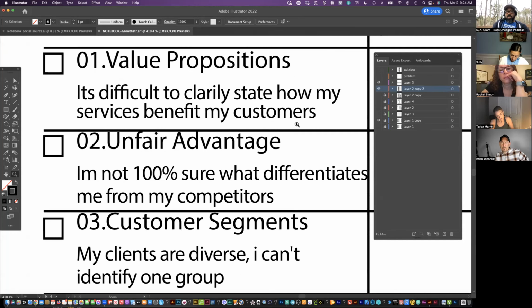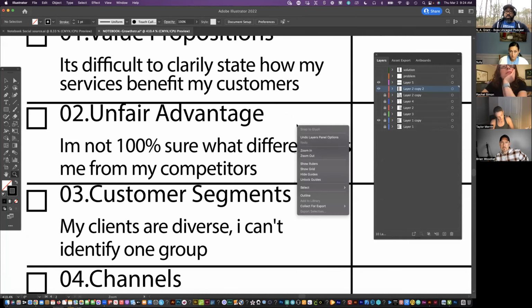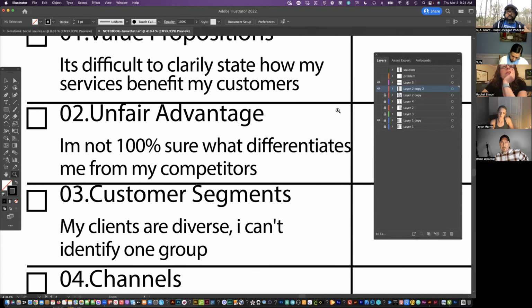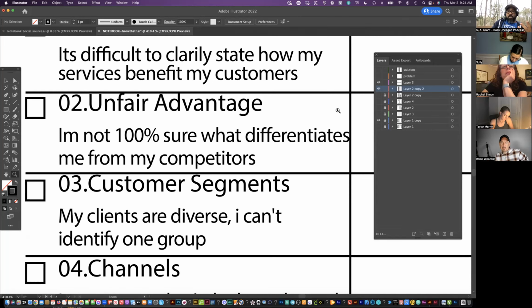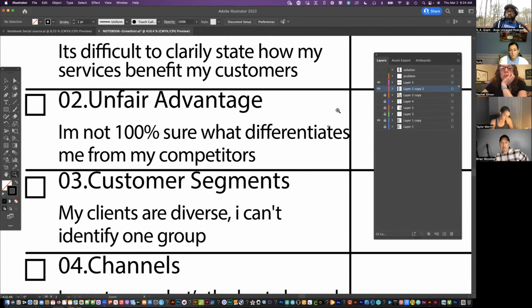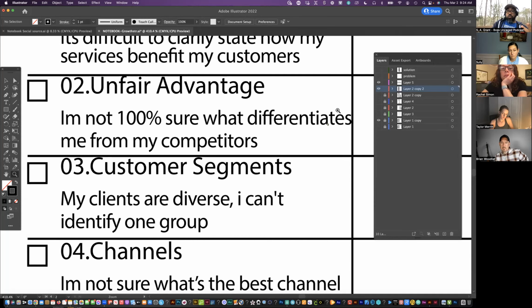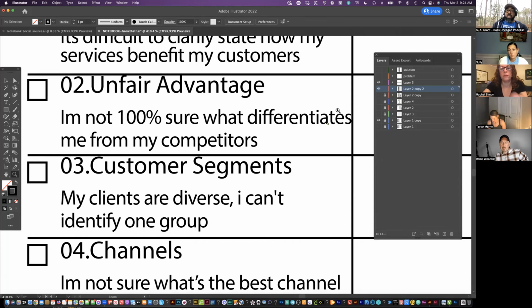All right, so next would be the unfair advantage. I'm not 100% sure what makes me different or makes me unique from my actual competitors, right? Number 3 is my clients are diverse. I can't identify one particular group. I can't isolate who my actual segmentation is. And that's what we did with our 30-minute sessions, right? We were talking about who we're looking for. And ideally, we're probably looking for multiple people, but you have to be able to segment them.